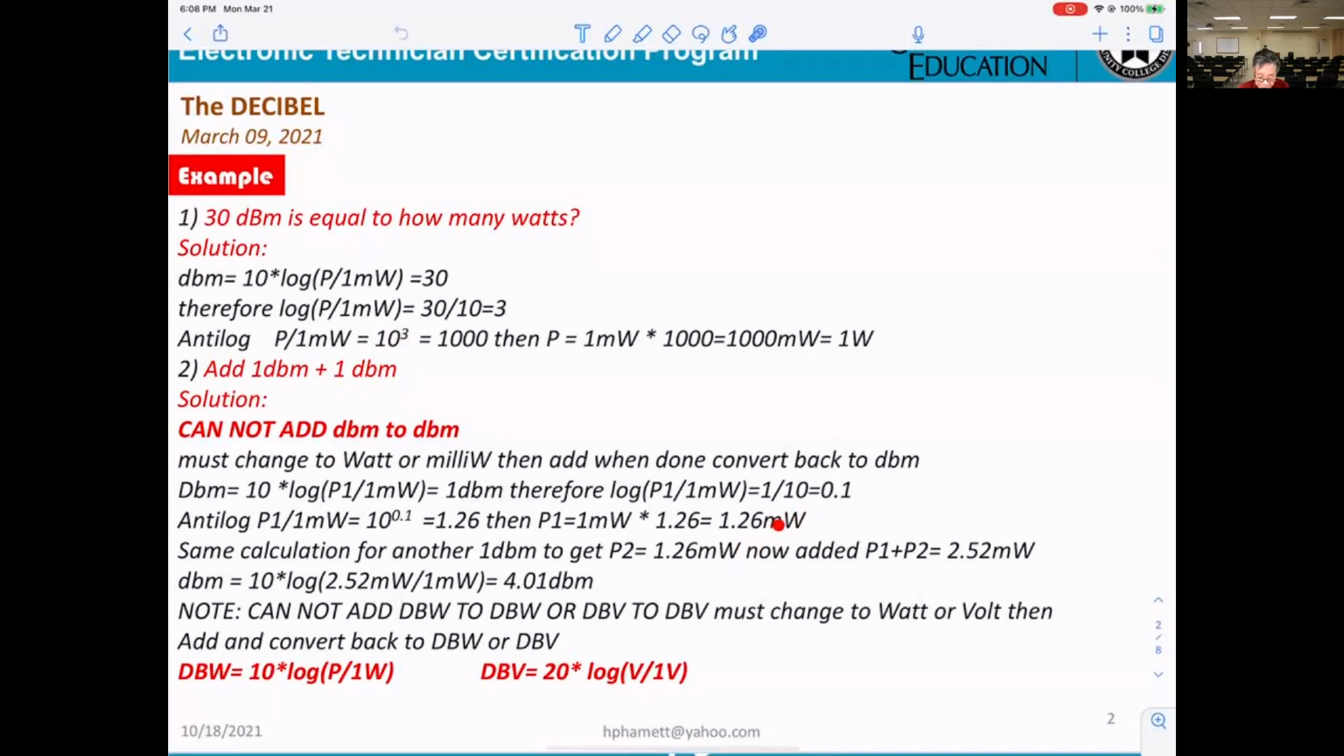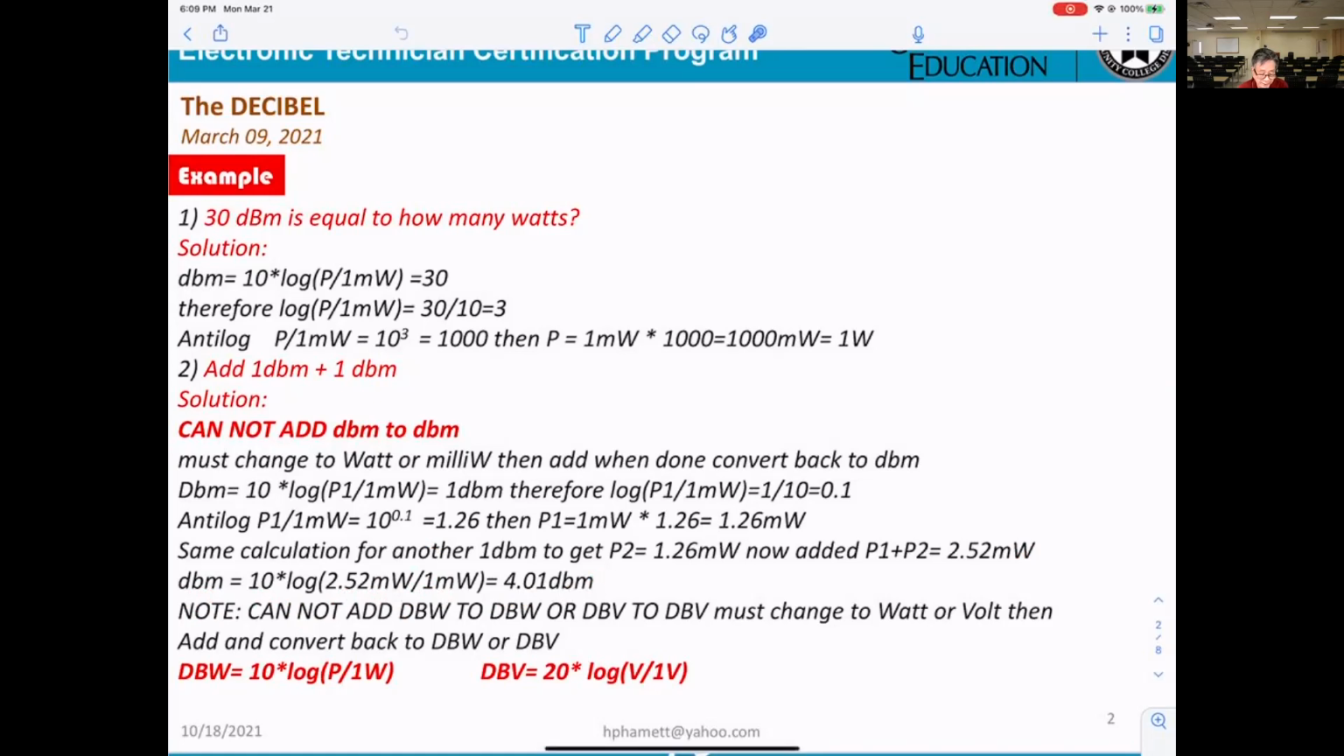Now adding 1.26 milliwatt to 1.26 milliwatt, you get 2.52 milliwatt. Okay. Now you have to convert 2.52 milliwatt back to dBm. So you can see dBm equals 10 times log of 2.52 milliwatt divided by 1 milliwatt, you get 4.01 dBm.